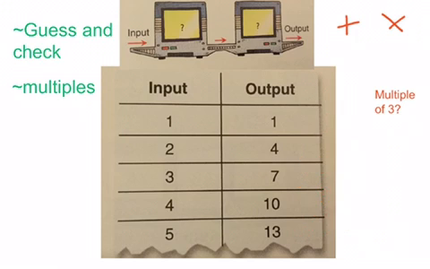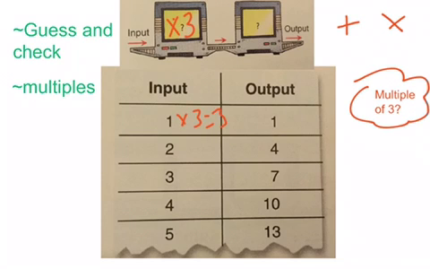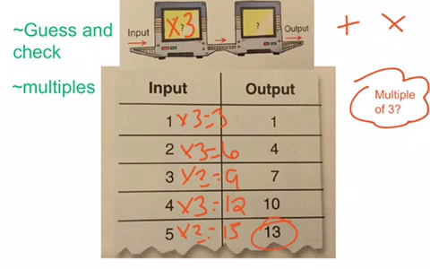So if we're working with the idea that we have a multiple of 3 here, then our first input rule might be multiply by 3. So let's see what happens. If I multiply 1 by 3, that should give me 3, but I'm only getting to 1. If I multiply 2 by 3, that gets me to 6, but I have an answer of 4. If I multiply 3 by 3, that gives me an answer of 9, but I'm at 7. If I multiply 4 by 3, that gives me an answer of 12, but I'm at 10. And if I multiply 5 by 3, that gives me an answer of 15, but I'm at 13.